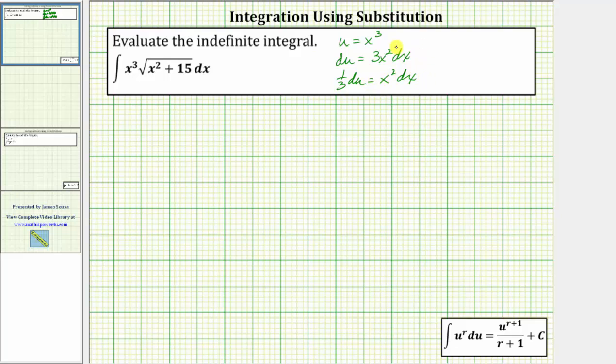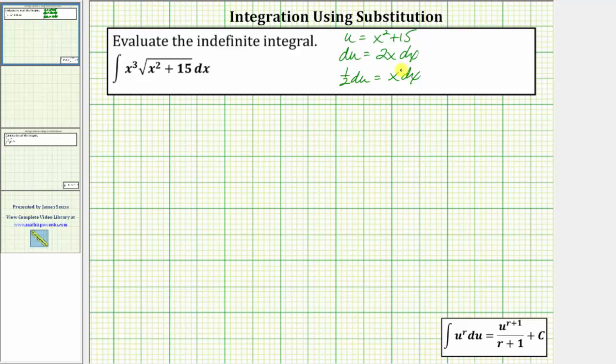Now looking back at the integral, notice how we don't have x squared dx. We have x cubed dx, and the x squared is attached to the 15 by addition under the square root. So this u substitution is not going to work. So let's try u equal the quantity x squared plus 15. If we let u equal x squared plus 15, then differential u is equal to 2x dx. If we divide both sides by 2, we have 1/2 differential u equals x dx.